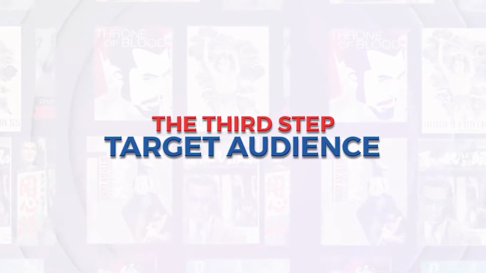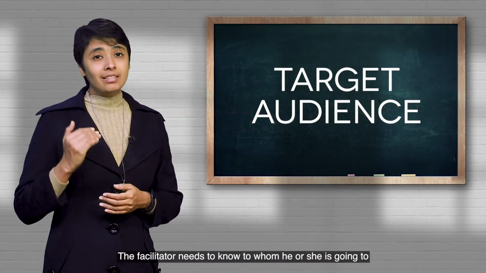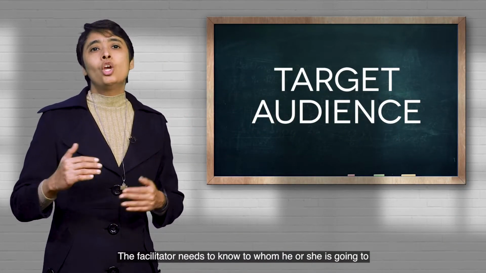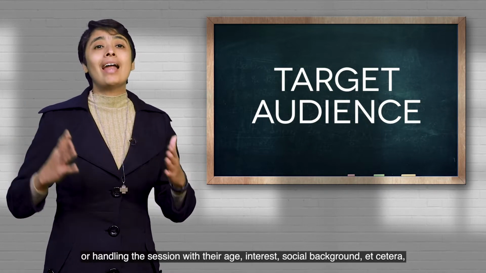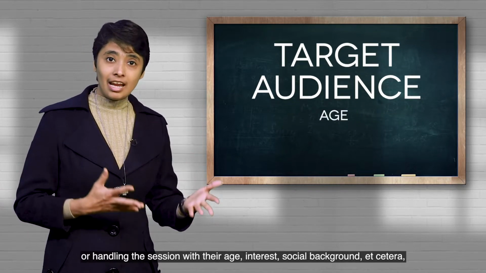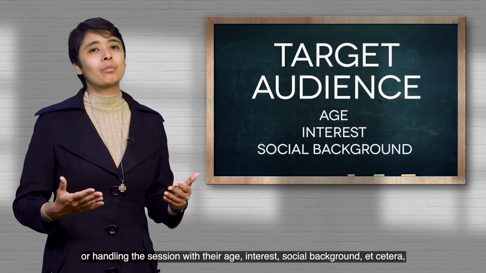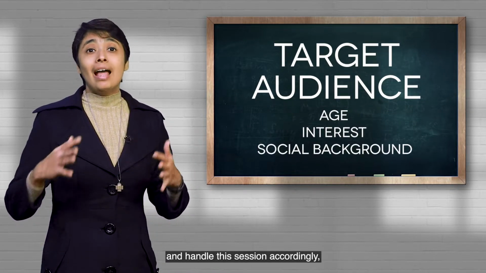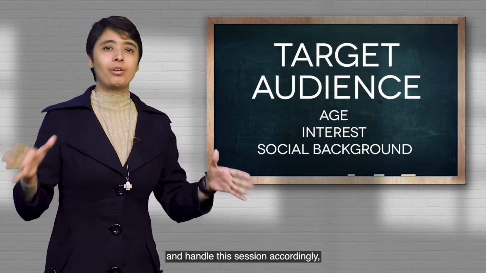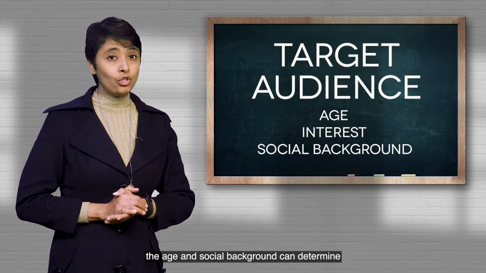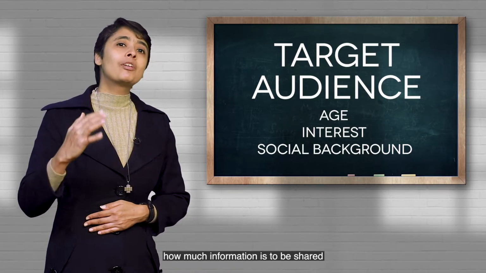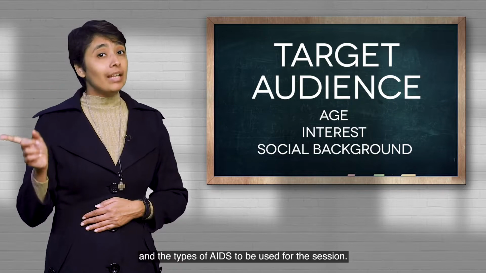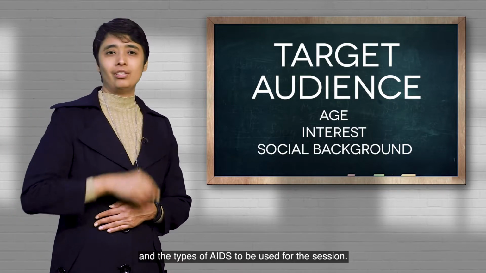The third step, target audience. The facilitator needs to know to whom he or she is handling the session with, their age, interest, social background, etc., and handle this session accordingly. The age and social background can determine how much information is to be shared and the types of aids to be used for the session.